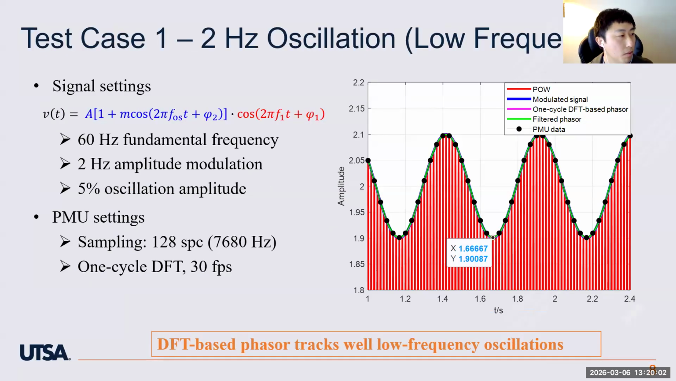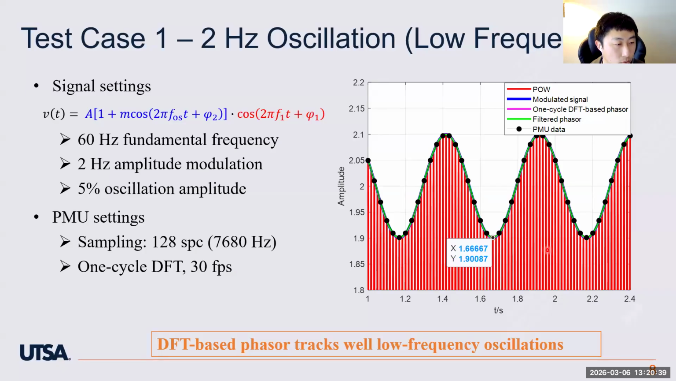So let me show the first example here, a numerical test. We consider a 2 Hertz oscillation modulated in the amplitude of a sinusoidal waveform, and we assign a 5% oscillation amplitude here. And then we apply a typical DFT-based PMU algorithm: 1 cycle DFT, reporting 30 samples per second. And you're gonna have the result on the right-hand side.